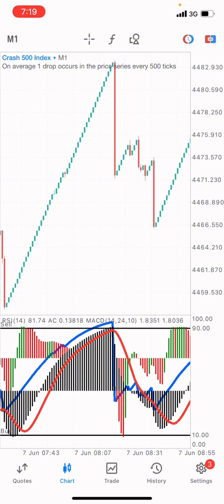Now before you use this strategy, make sure you practice it properly before implementing it on your trade. So do not just use this strategy straight away on your trade. So always practice first before implementing any strategy that you see here on this channel.